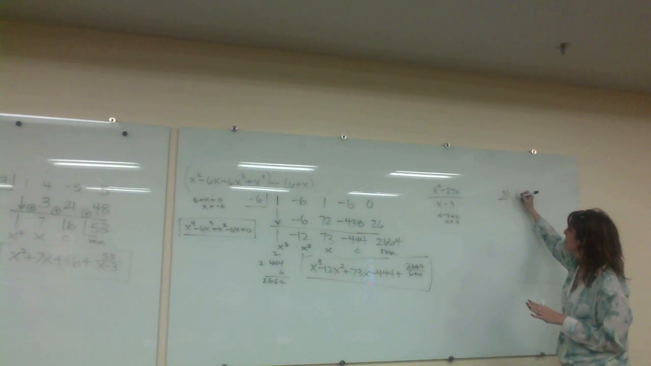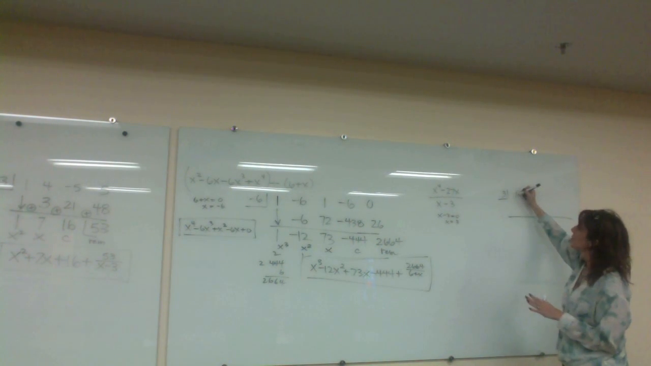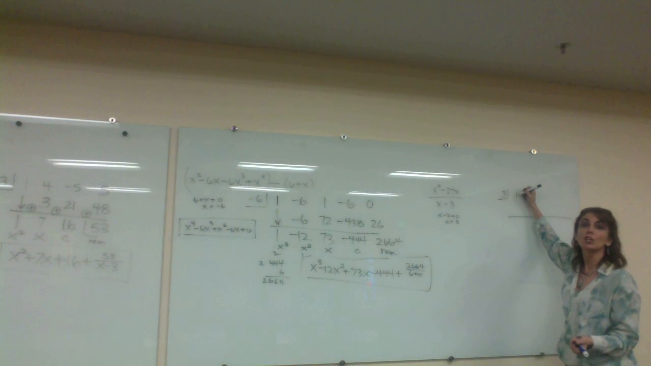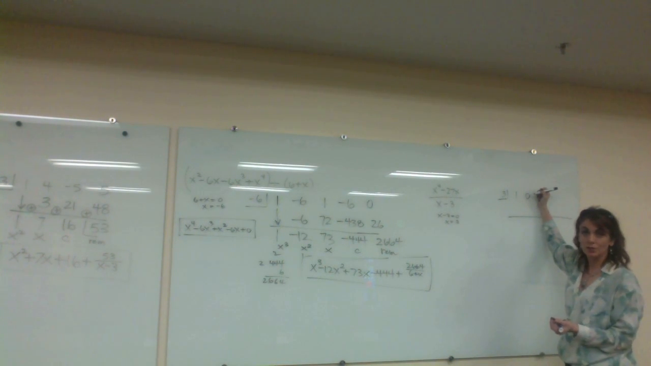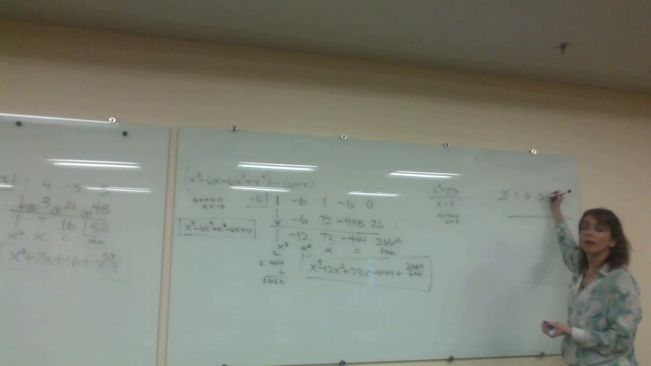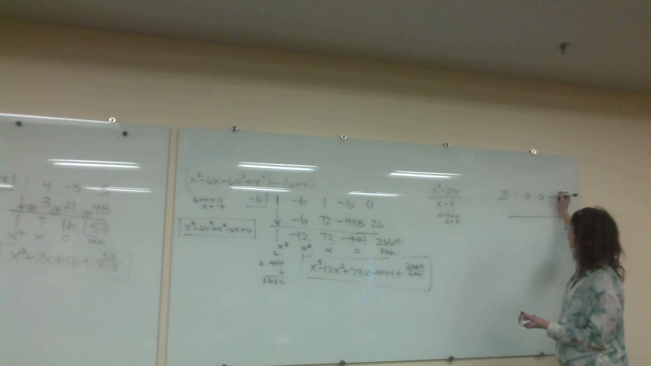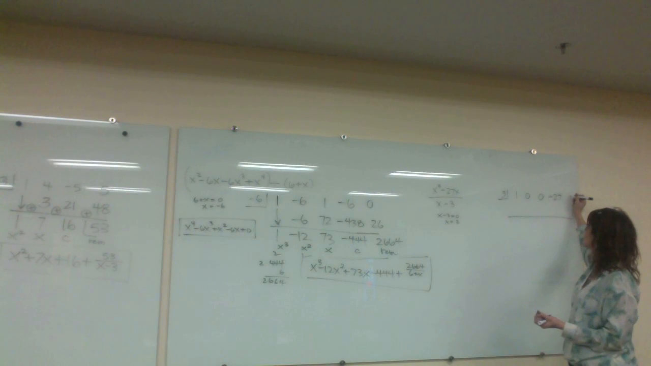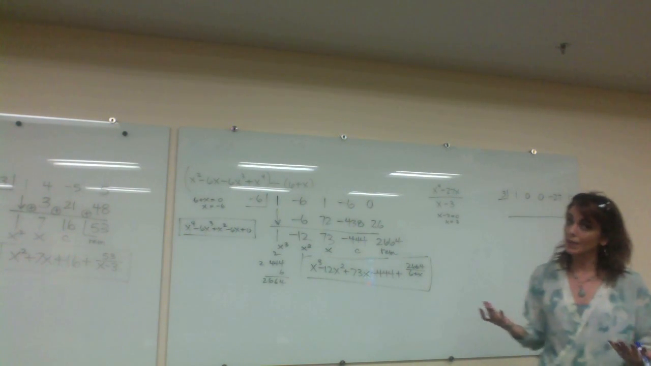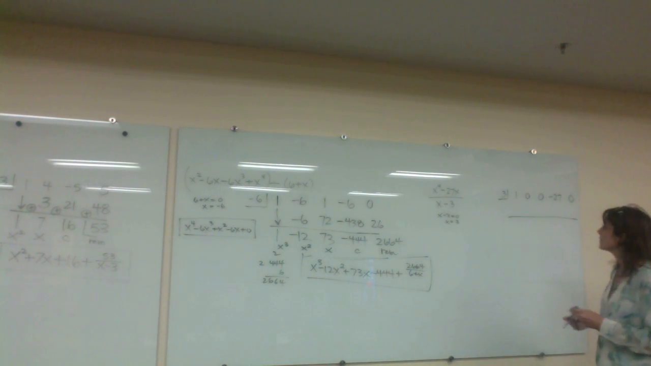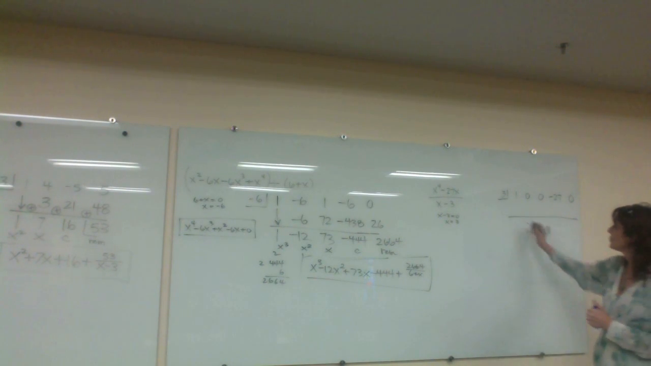Let's go ahead and start here. This is x to the 4th. What's our x cubed term? 0. How about x squared term? 0. X is negative 27, and constant is going to be 0. So I have a whole lot of placeholders here, and that's okay. All right, so let's go ahead and do the division.